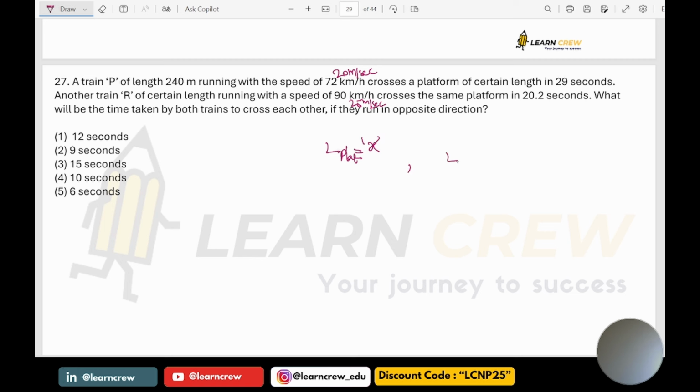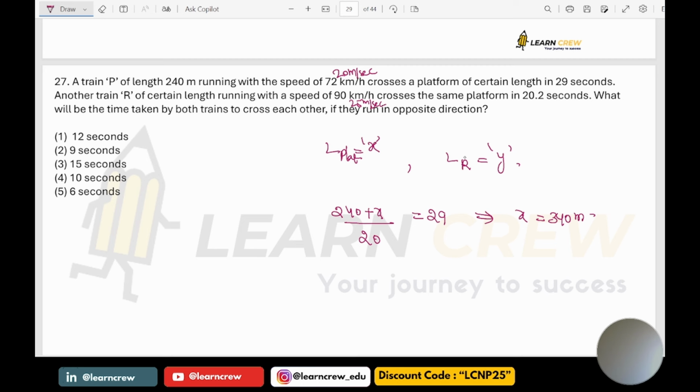Length of platform I am taking as x, and length of train R is not known, I am taking as Y. So to cross the platform with a speed of 20, it is taking 29 seconds. From this I can say X would be 340 meters.